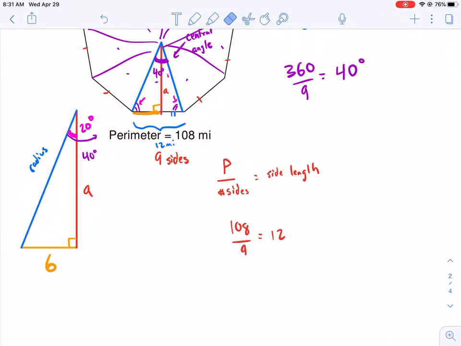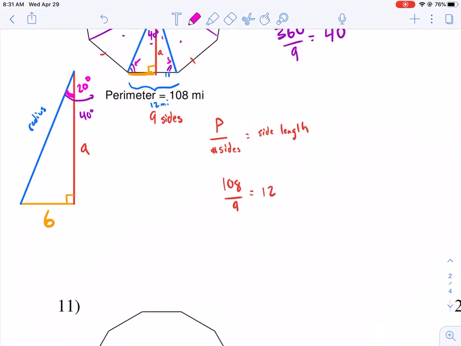I just want to erase this. Okay, so now we need to set up a trigonometric ratio using this angle right here, this 20. Let's figure out what we have. We have the hypotenuse, which we don't have any information on and we're not really interested in. We have the opposite side and we have the adjacent side. So if we have the opposite and we're looking for the adjacent, we should use the tangent of 20 degrees. The tangent of any angle is equal to opposite over adjacent.